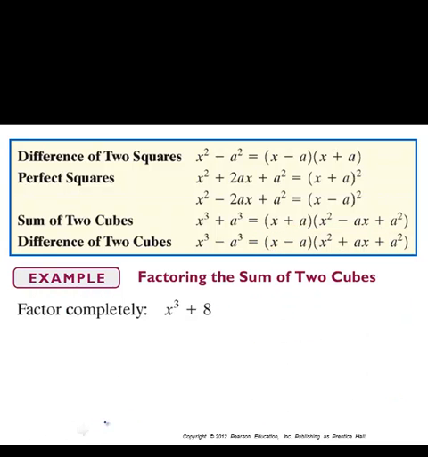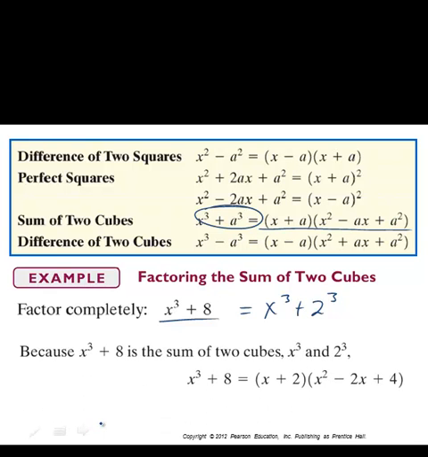Okay. How about the x cubed plus 8? Think about the 8 as 2 cubed. So then we have the sum of 2 cubes, which will give us this factorization, where we'll have the x plus 2 times x squared minus 2x plus 4. Okay, like you see here.